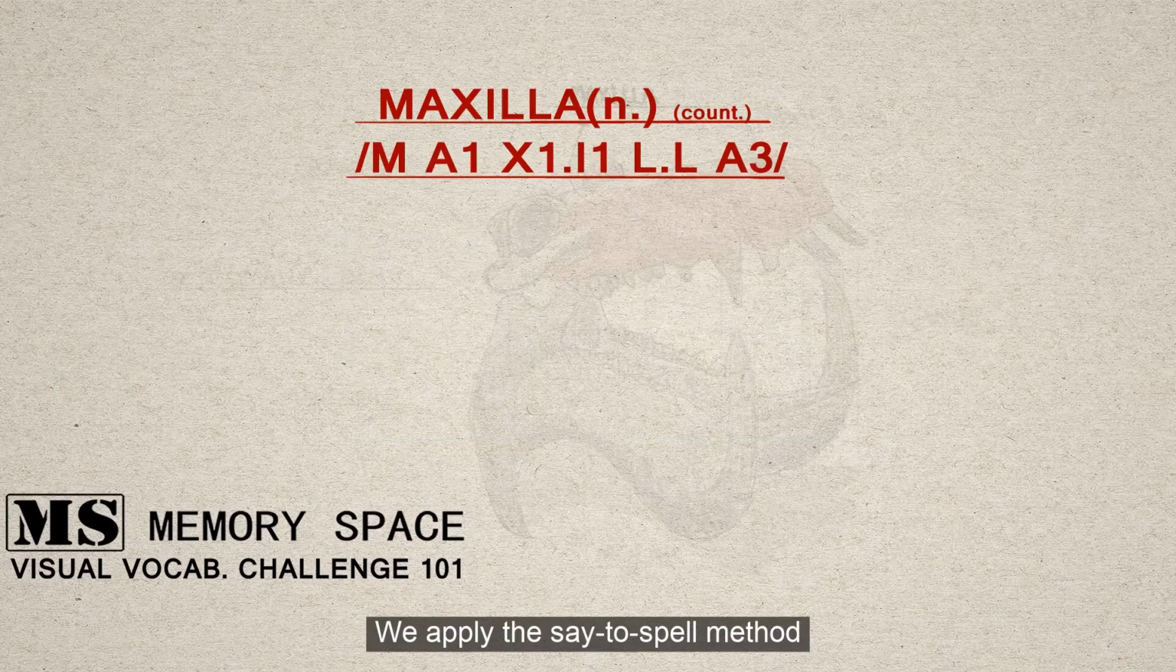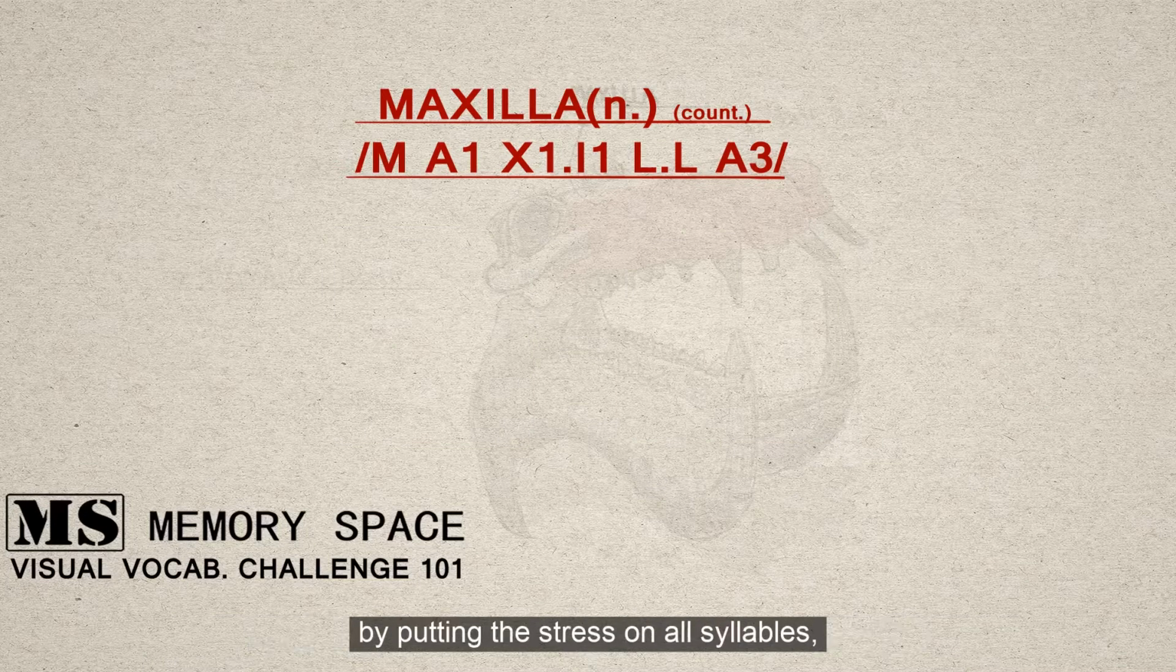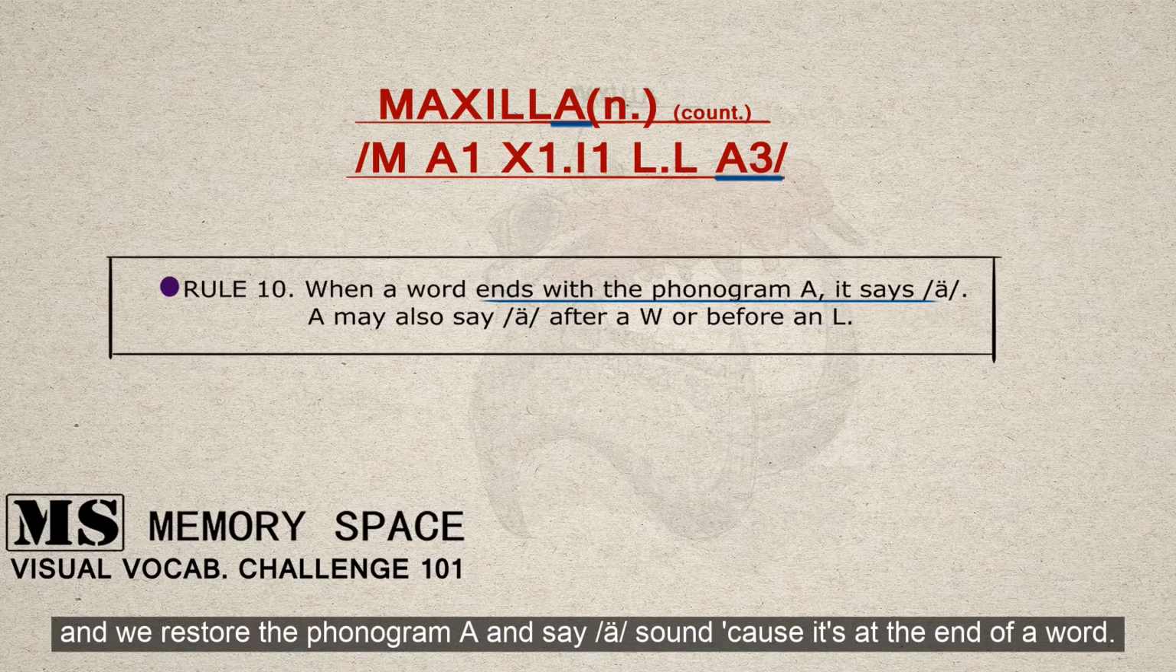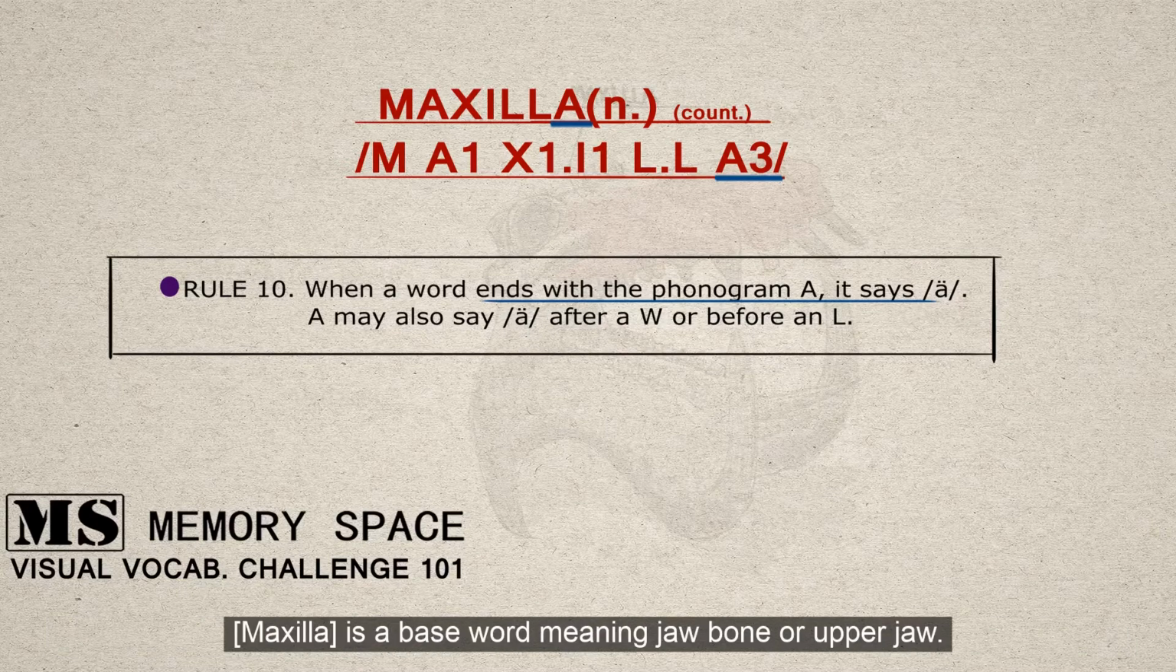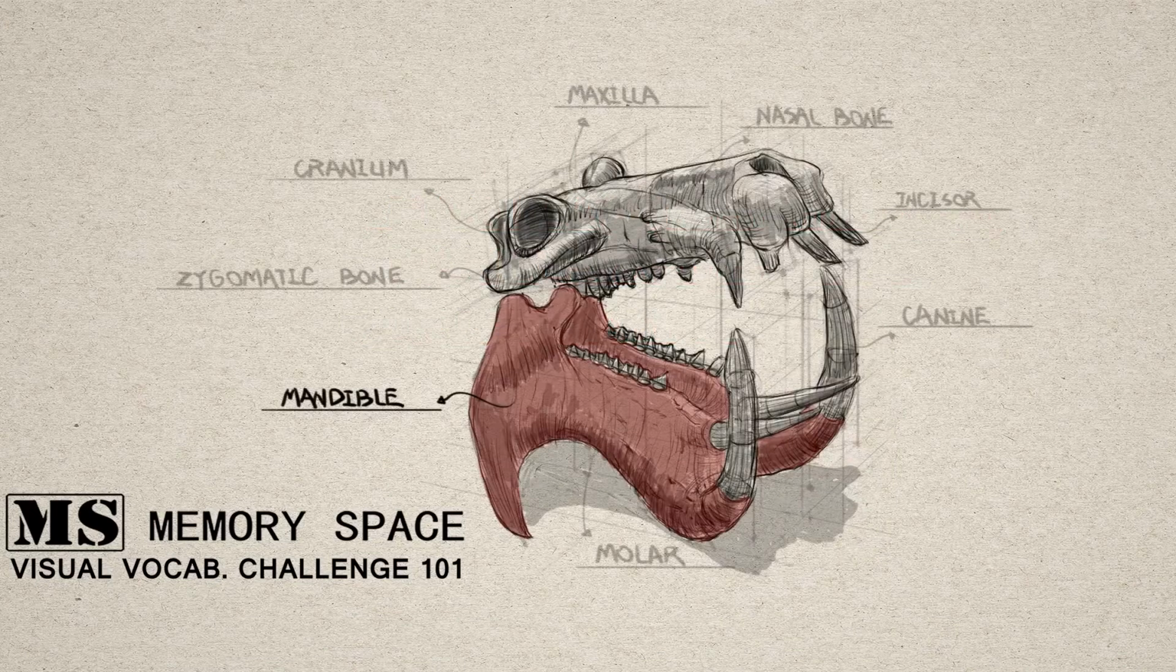We apply the say-to-spell method and say maxilla for the spelling purpose by putting the stress on all syllables. Then we restore the phonogram A and say R sound because it's at the end of word. Maxilla is a base word meaning jawbone or upper jaw. The next word is mandible.